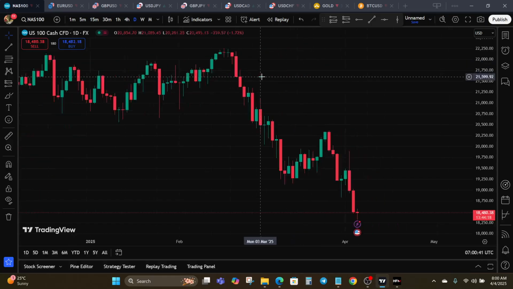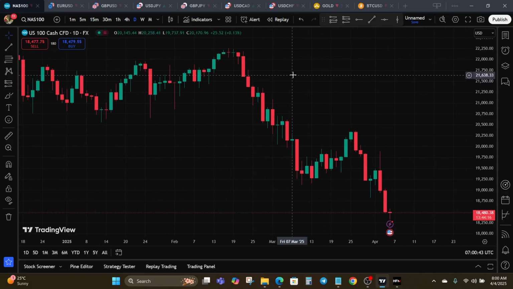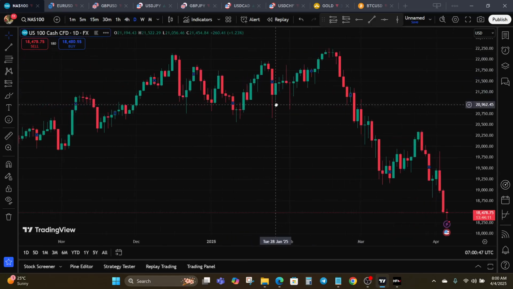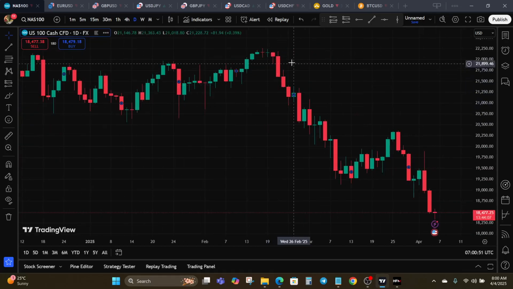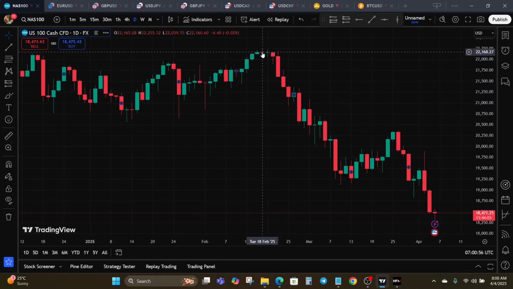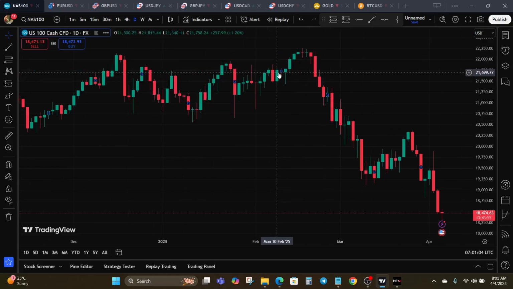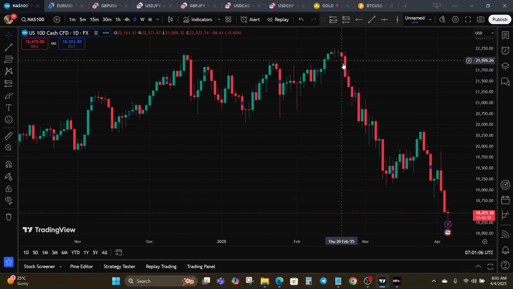For example, if you have a pattern like this, you can see two dojis form. After the formation of these two dojis, you can see this bearish candle and this next long bearish candle, signifying that bearish momentum is building.